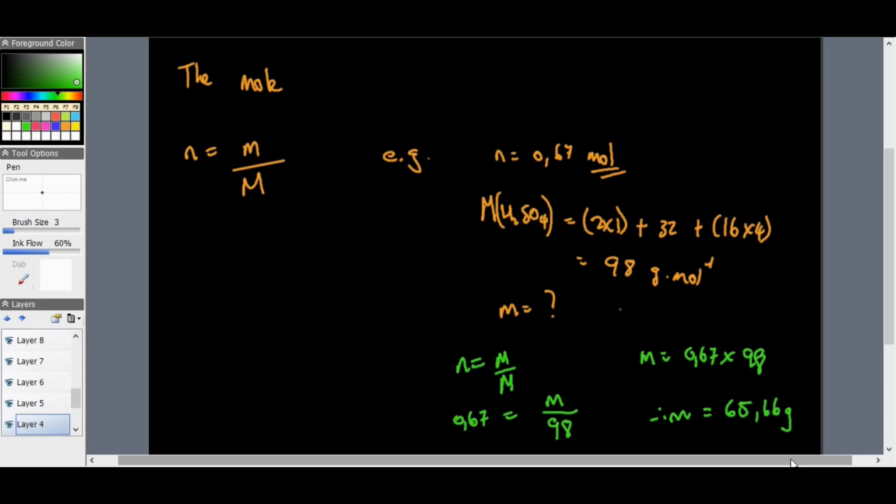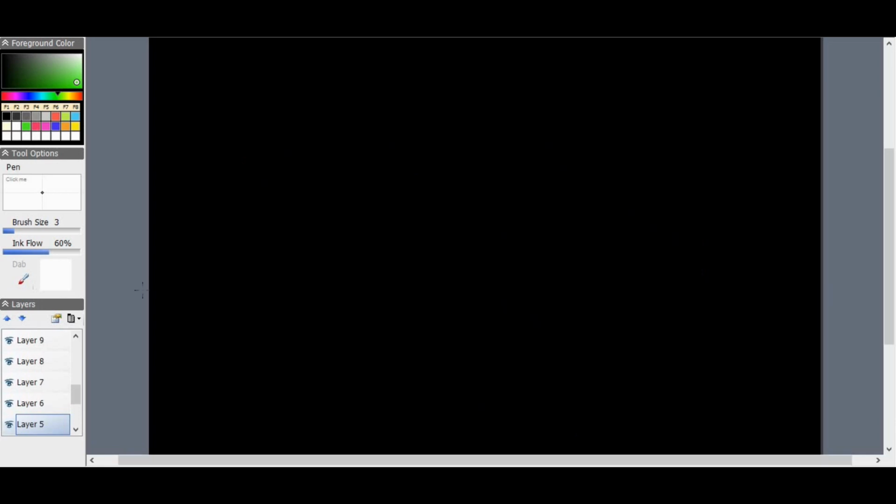Now I'm going to move over into something that's called percentage composition. Okay, now we're going to take our formula a little bit more to the extreme. Percentage composition. This is quite fun once you get the hang of it. So let's just put a heading in here so we know what we're doing. All right, so we've got our percentage composition right there.